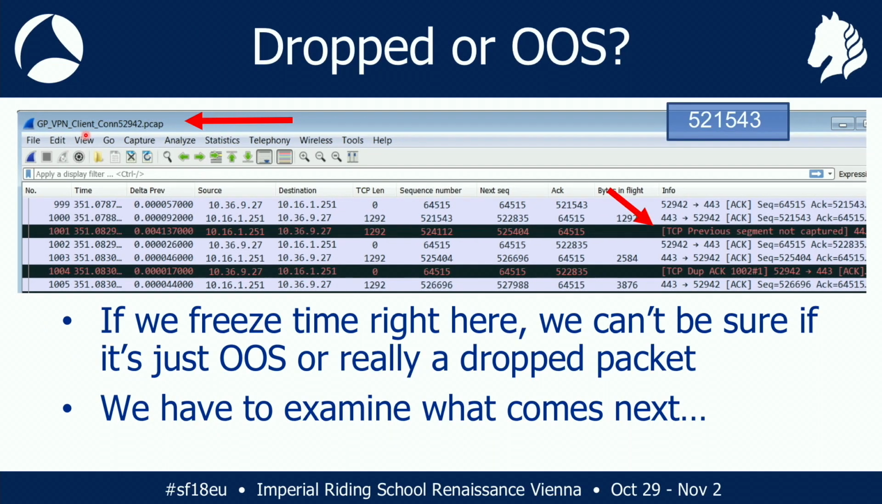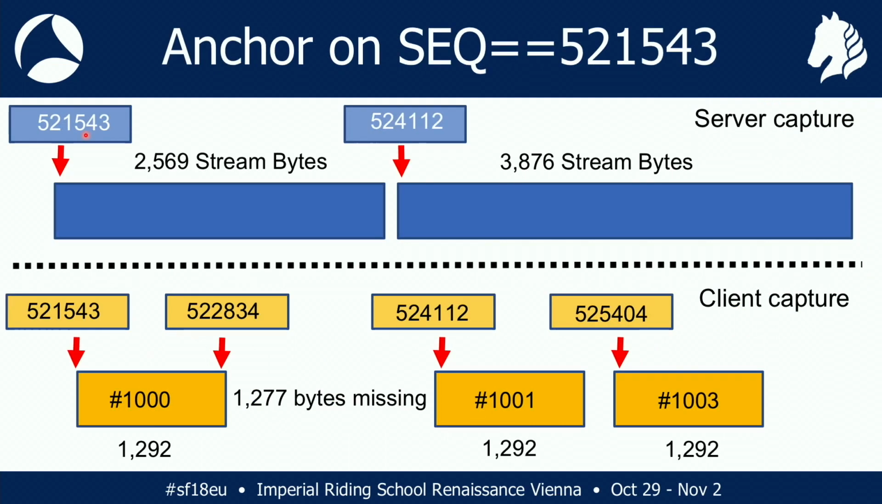So a few more things to look at here. On the client side, the expert analysis said previous segment not captured. So why would it say that? In order to figure that out, we kind of have to see what comes next. So we've got this concept of I see a state based on a packet, but really to understand it, I've got to see what comes next. So let's see what comes next. Here's the picture of what the client sent, what the server sent and what the client received.